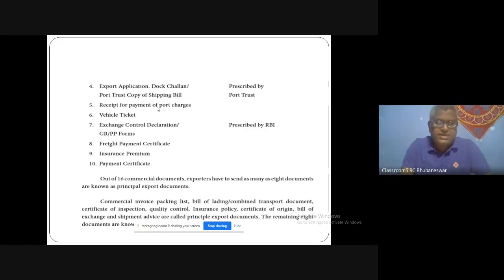My dear students, the commercial documents are 16 and the regulatory documents are only 10. Out of the 16 commercial documents, 8 are called principal export documents. Listen, in your examination, write these documents first. These documents are necessary for exporting goods to another country, and you have to write these commercial documents as well as regulatory documents. Of the first 16 commercial documents, the first 8 are called principal export documents. What are these principal export documents? You can see them in the lines below in the PPT.